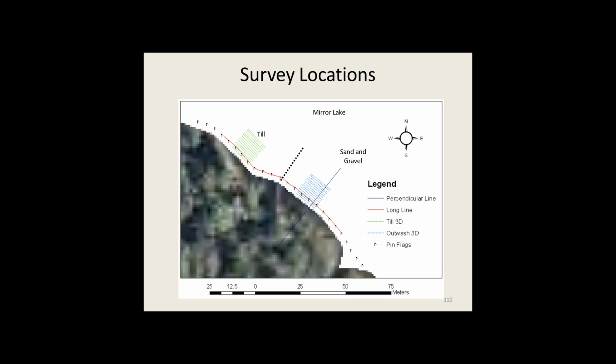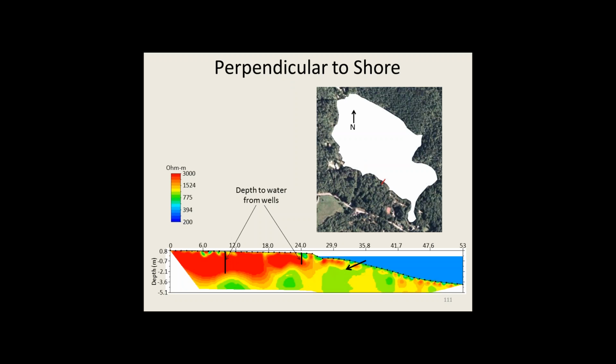So there's a couple lines here. One, there's this long line that goes along the shore. That's that red line. And then there's this blue line that goes sort of half in the lake, half on land. And then there's a couple of 3D surveys here, which I just didn't have time to talk about today, but they happened, and they weren't really helpful actually anyway, so I kind of cut them out. So all right, on to some data here.